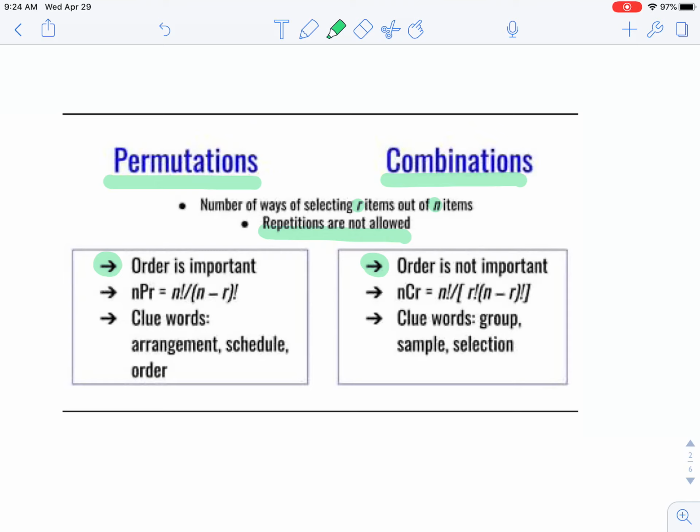And so your biggest thing here is, does the order matter? With permutations, things you'd see are schedule, what order you're doing things in. You see the word order, how are you arranging things, where'd you get elected, what office, what place in a race, whereas combinations is grouping people.